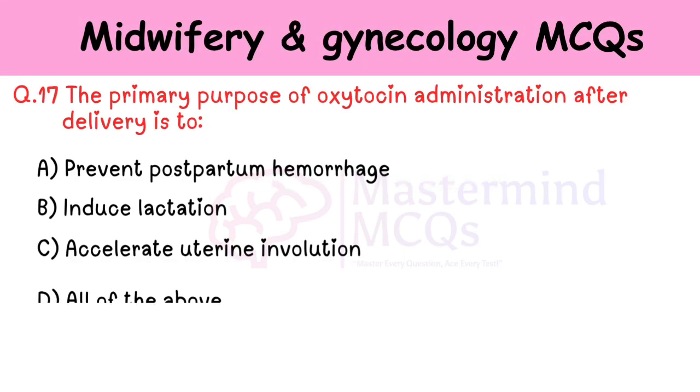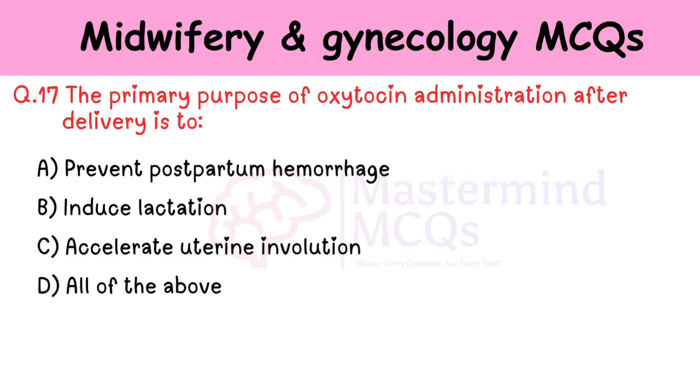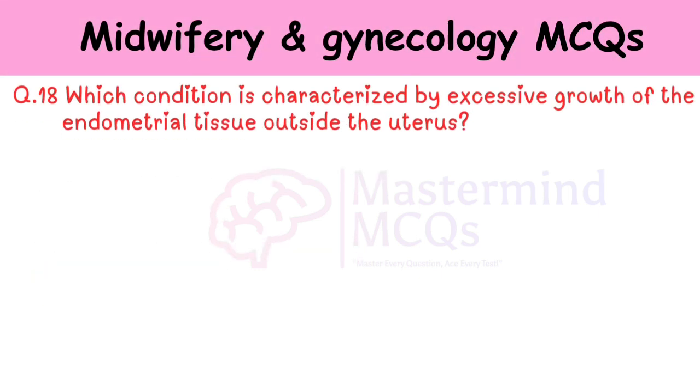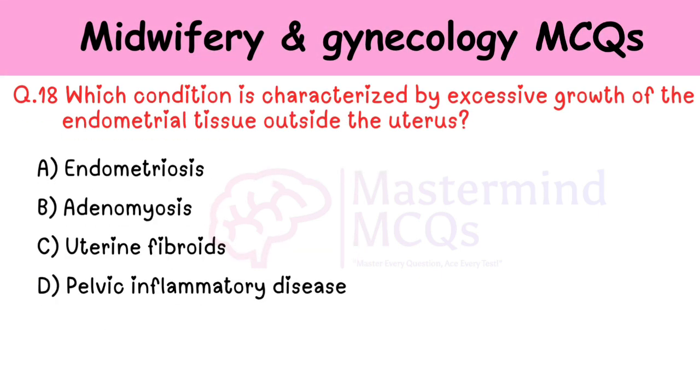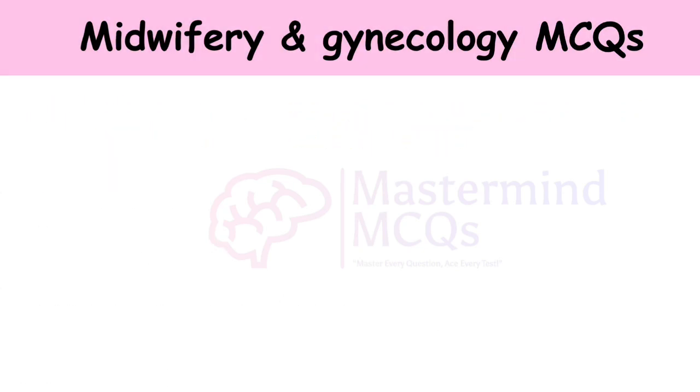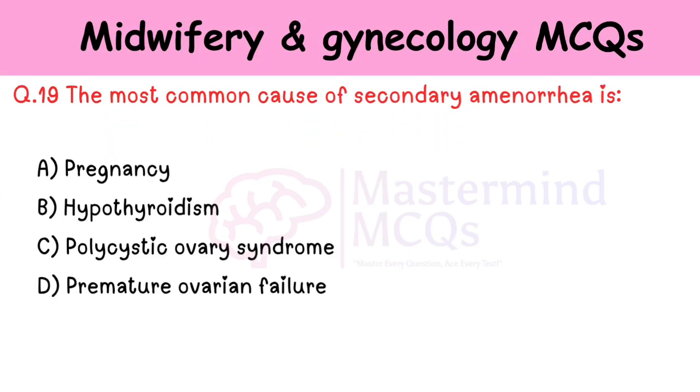The primary purpose of oxytocin administration after delivery is to D. All of the above. Which condition is characterized by excessive growth of the endometrial tissue outside the uterus? A. Endometriosis. The most common cause of secondary amenorrhea is A. Pregnancy.